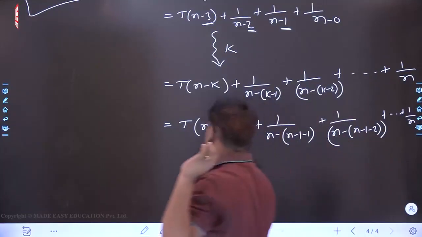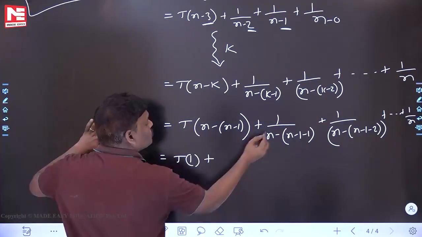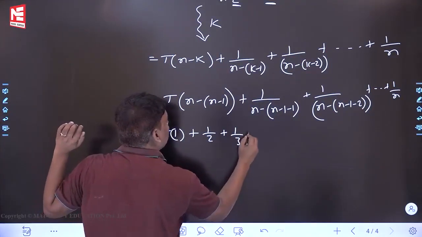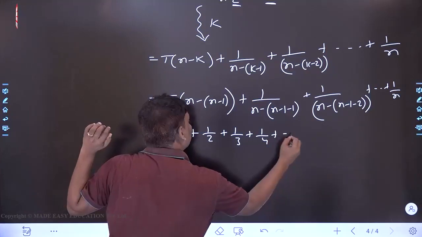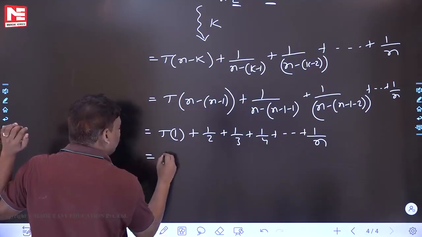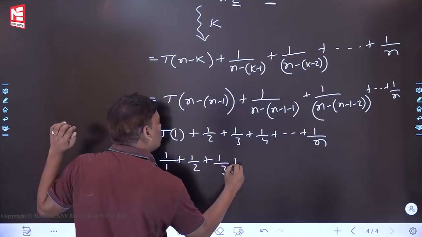Right, let's simplify. What will this become? T of 1. Everyone can see now, what about this one? n cancels. 1 by 2 here, 1 by 3 here, 1 by 4 here, and so on. Lastly 1 by n here. What is T of 1? 1. So 1 by 1 plus 1 by 2 plus 1 by 3 plus and so on.